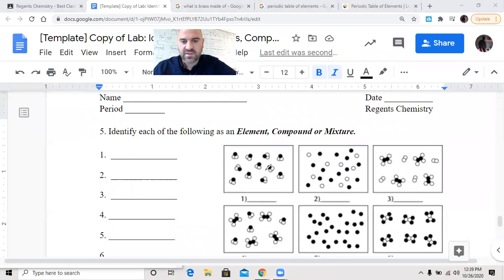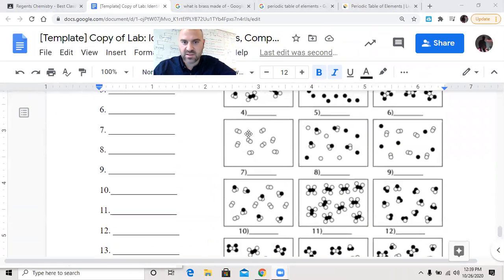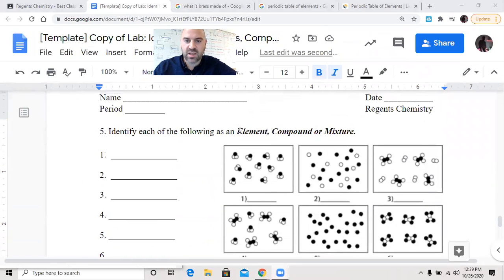Okay, question number 1, we have these particles here. They look like they're in the gas phase. Let me look at the rest of these. Yeah, all these are actually in the gas phases. So you can see that they're taking the shape of the container. They're spreading on out. They don't really like each other. They're just spreading all out for these.